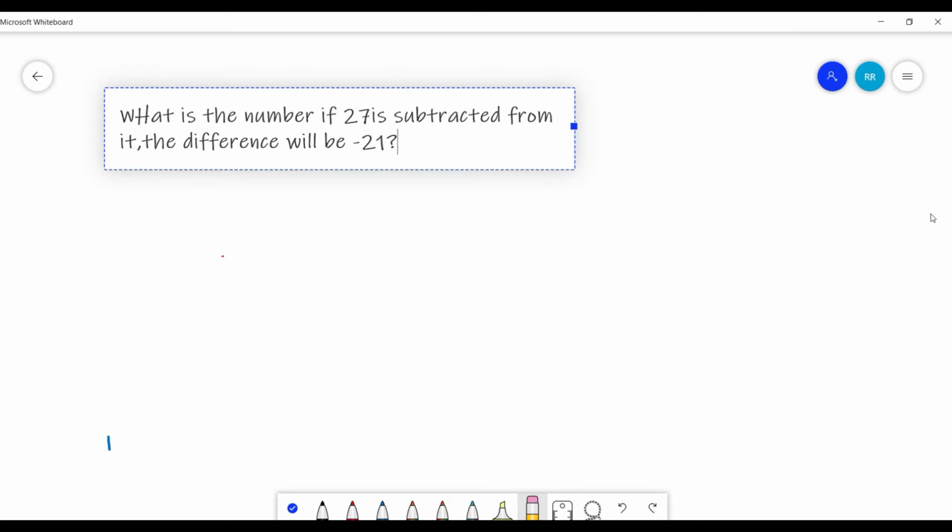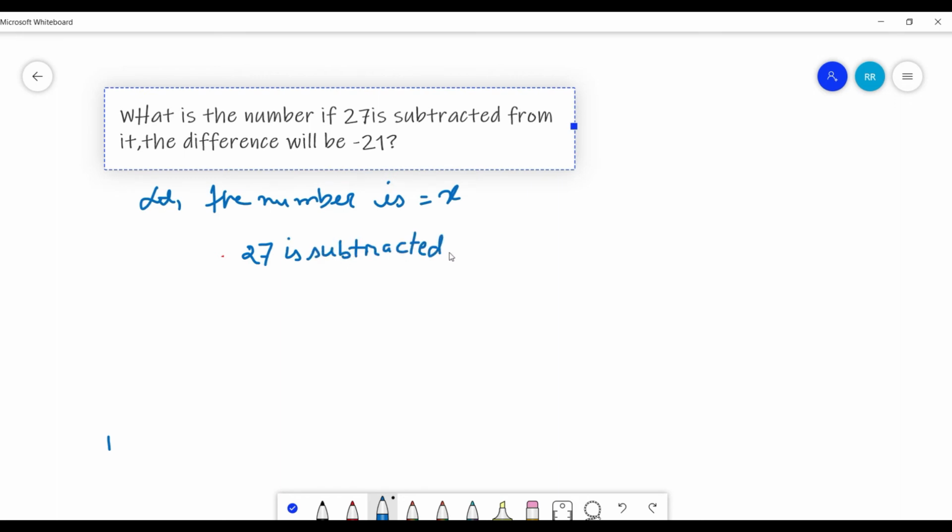So same thing, what is the number? Let the number be x. If 27 is subtracted from it, so how can you write this? 27 is subtracted from it. It means from the number. Okay, so how can you write this? 27 is subtracted from it.